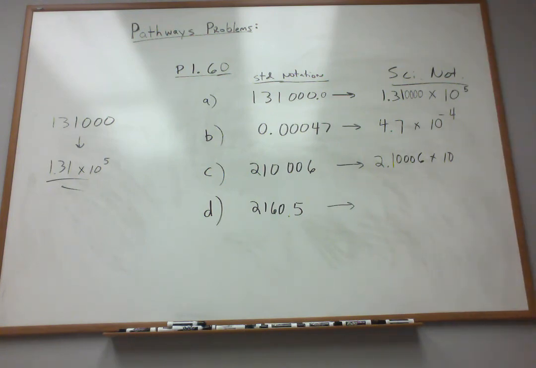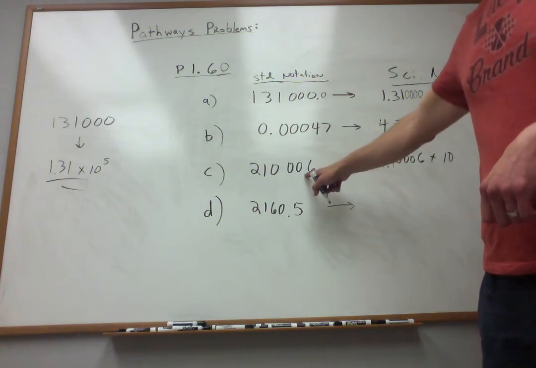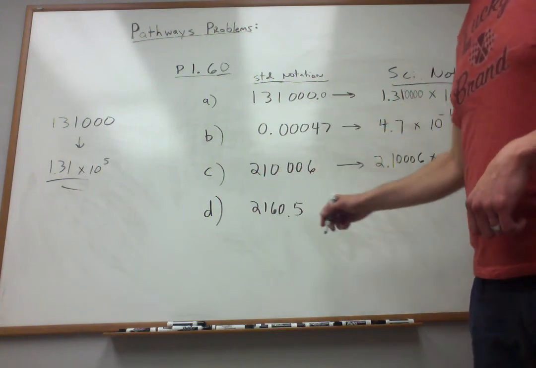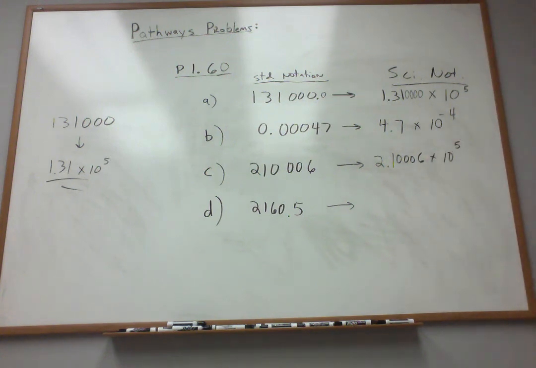Got to figure out what power to raise it to. Well, it looks like the decimal place is here. Okay, so 1, 2, 3, 4, 5 to the left. And that's going to be a positive 5 because that number is greater than 1.